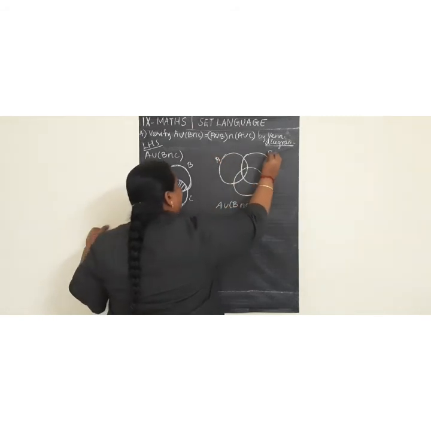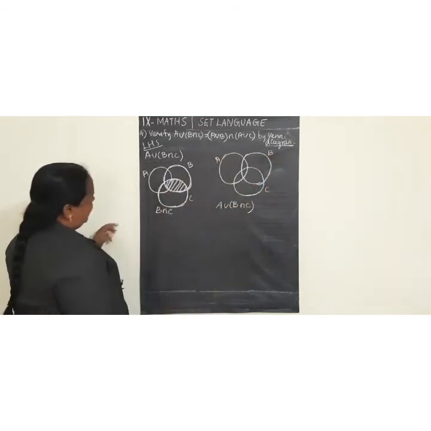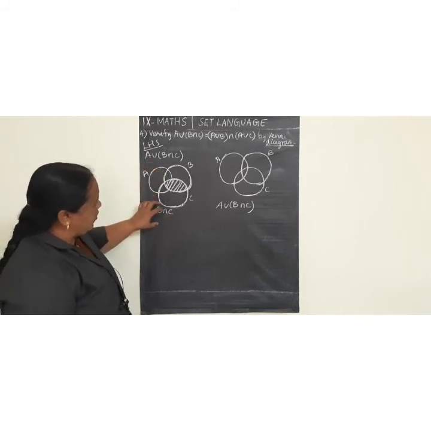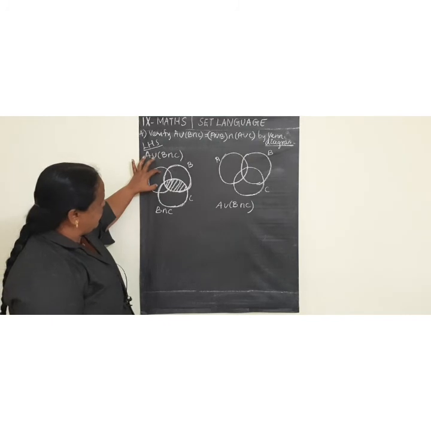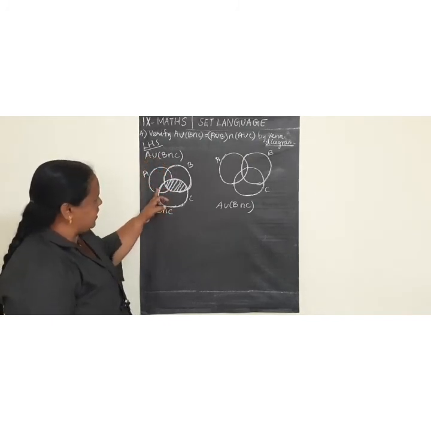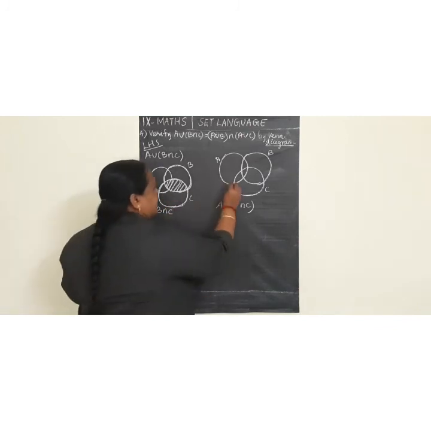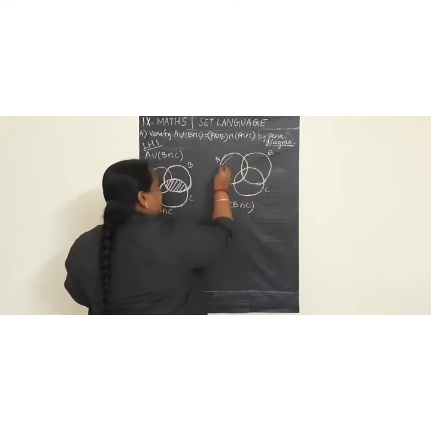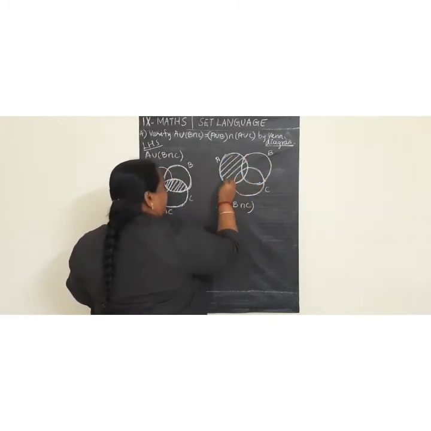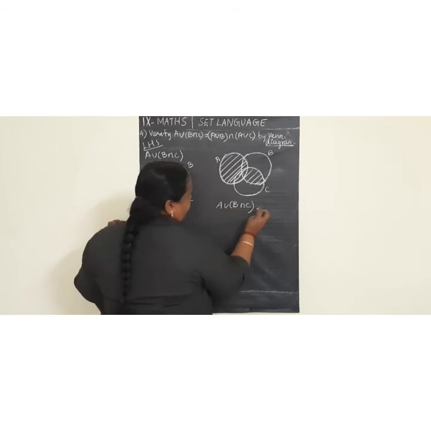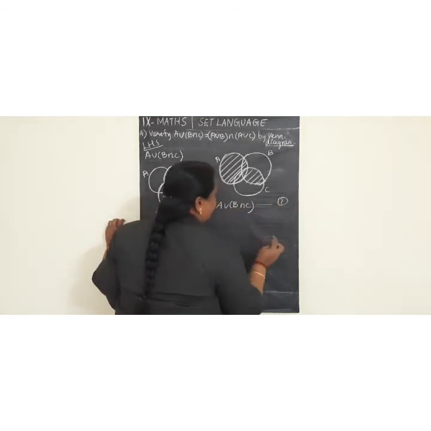So A B C. So A union B intersection C. Now we have to write it A union B intersections. What are all the elements in the A and B intersection C will combine and write it. So A union B intersection C means the set A fully it will come. Then B intersection C part also it will come. So we have to shade this A set fully. Then this intersection part also, B intersection C part also. So this is A union B intersection C. This one mark it as equation 1.